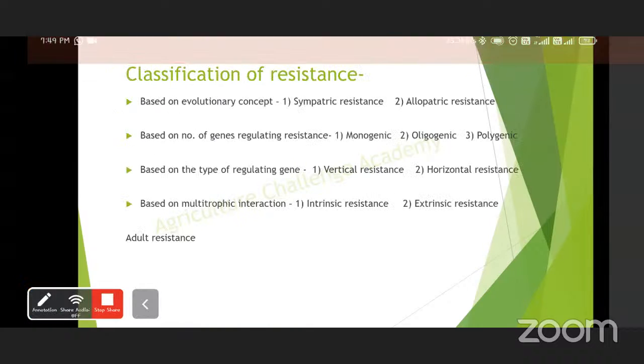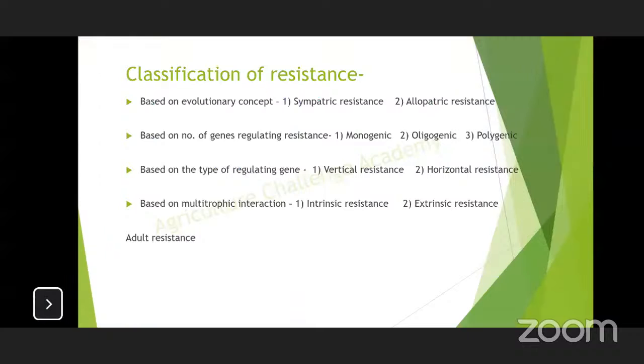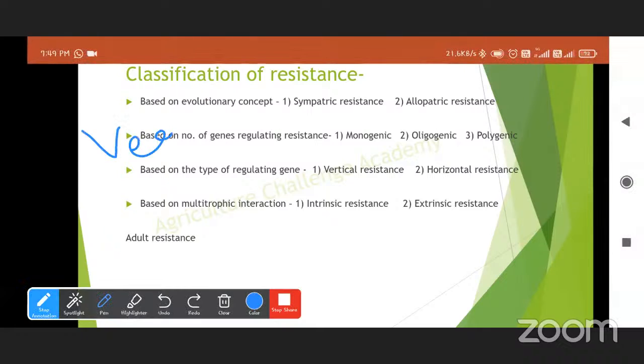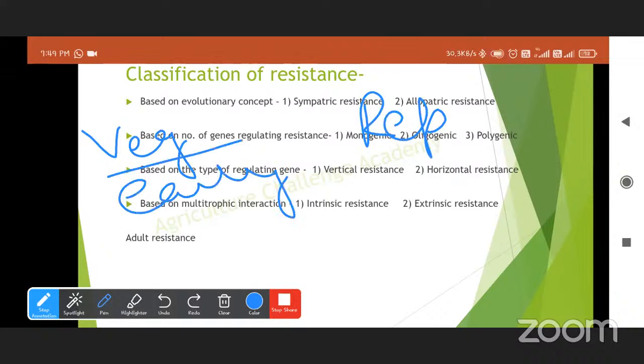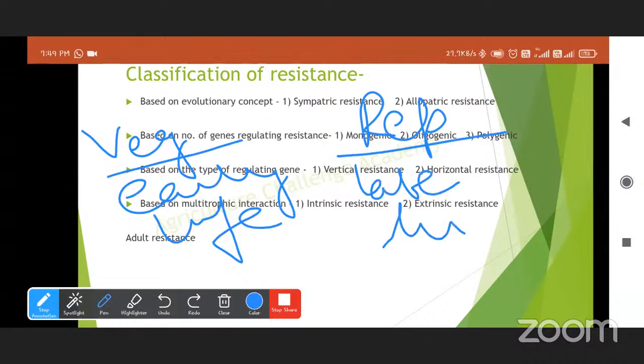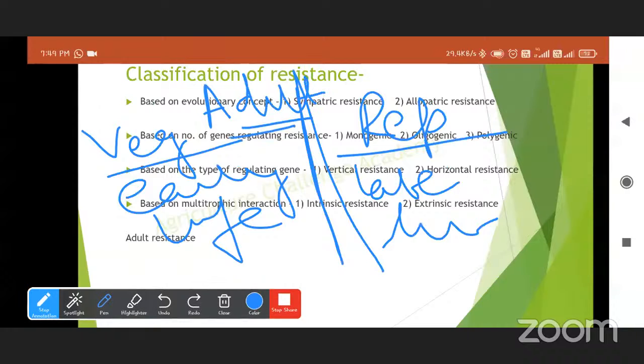In adult resistance, a plant has two phases: vegetative phase and reproductive phase. The vegetative phase is the early life of the plant. The reproductive phase is the late life of the plant. Reaching here, the plant is totally converted into an adult, and it is nearing the maturity phase.